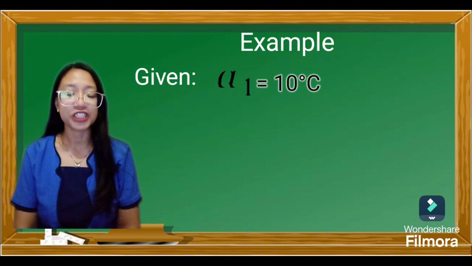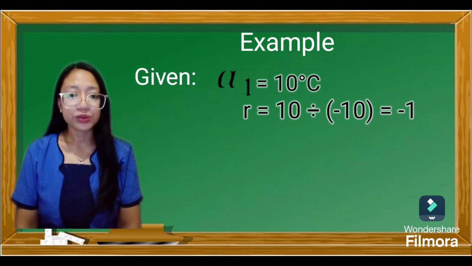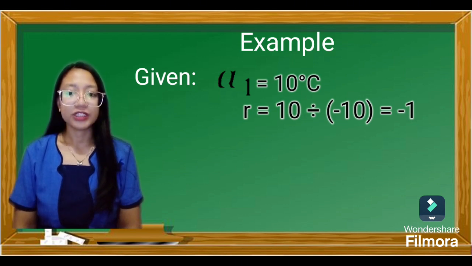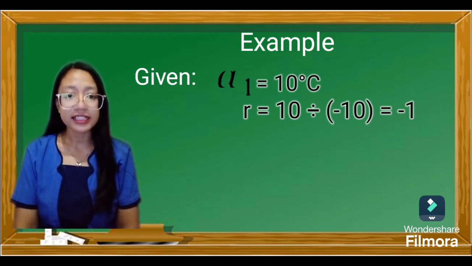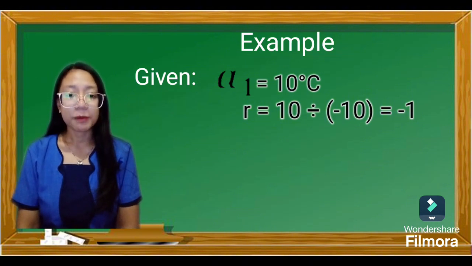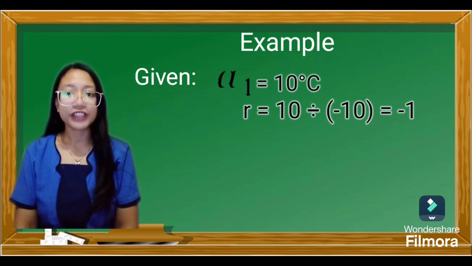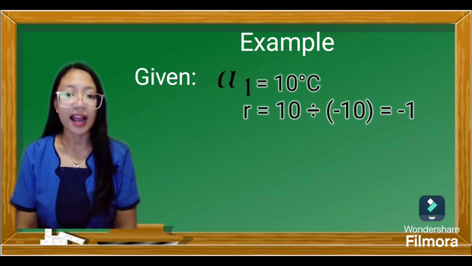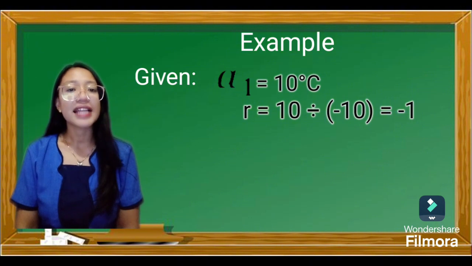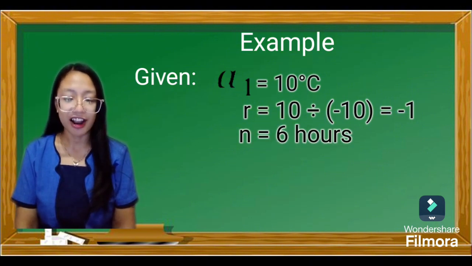Ngayon, isolve naman natin yung common ratio. So, 10 divided by negative 10 is equals to negative 1. So, our common ratio is negative 1. So, ngayon, ang hanapin naman natin ay number of terms. So, dito, given ba yung number of terms? Yes, because nakalagay doon, if this pattern continues for 6 hours. So, yung number of terms natin ay yung 6 hours. Yun yung hinahanap nating sum sa 6 hours.